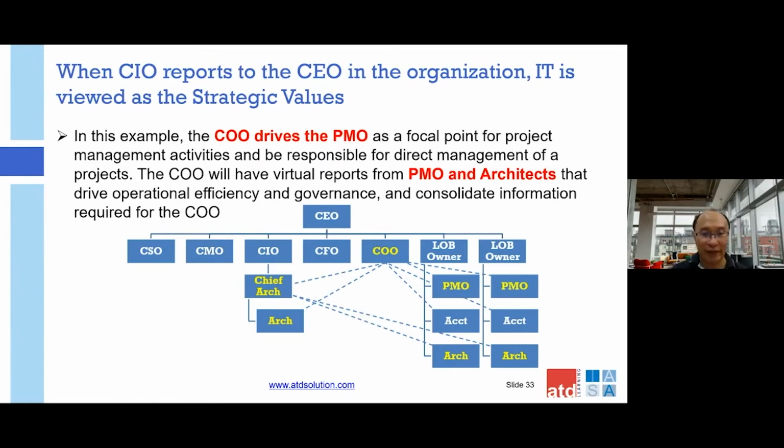COO have a horizontal access. So if you are the architecture team and you are dotted line with the COO, you have the horizontal access to almost every division, every department, every line of business in your organization. And this is very, very important because architects need to have the information almost from anywhere. What we call borderless access of the information.